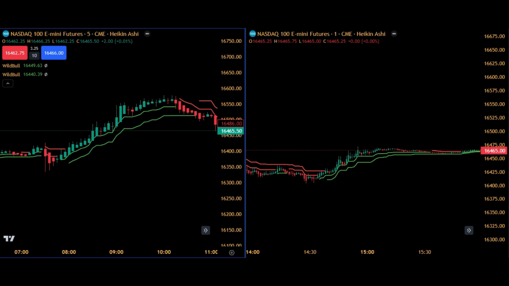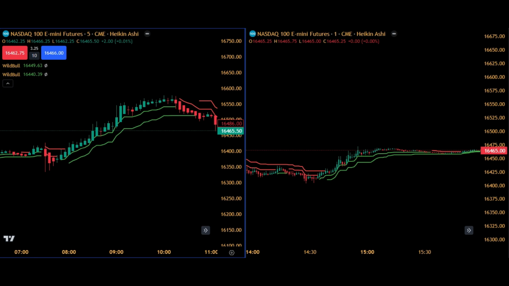To identify the trend, utilize technical analysis tools, specifically looking for higher highs and higher lows in an uptrend, and lower highs and lower lows in a downtrend. These patterns help to determine the overall market sentiment.